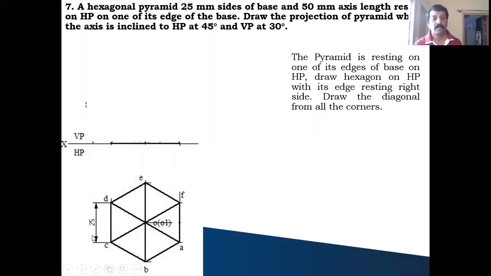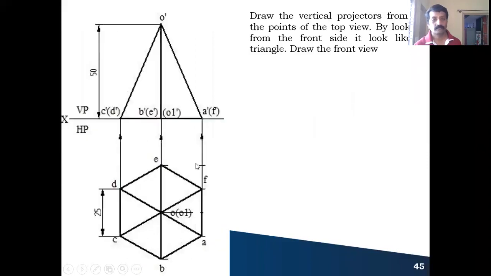Next, coming to the front view, you draw the vertical projector from all the points like this till it meets the XY line. Then from the axis line, so this is your center line, you extend a vertical line, and the axis height is given, 50 millimeter. You take 50 millimeter and cut this vertical line. Wherever it cuts, that is your axis point.